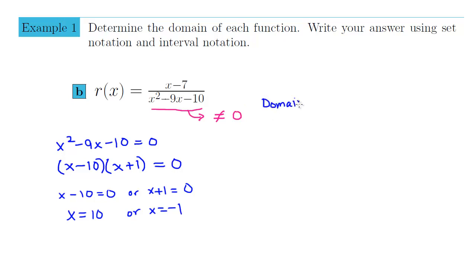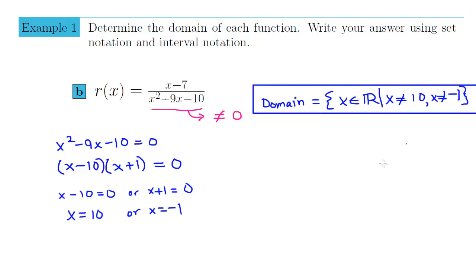So let's write our domain in both set notation and interval notation. The domain of this function will be the set of all x values that are elements of the real numbers, such that x is not equal to 10 and x is not equal to negative 1. That's the set notation for this domain.